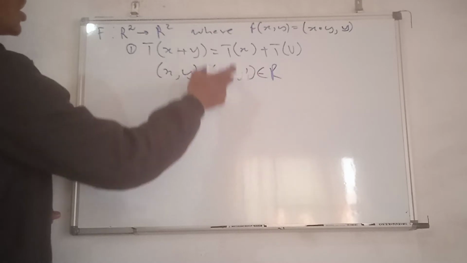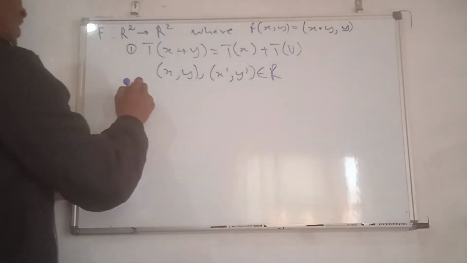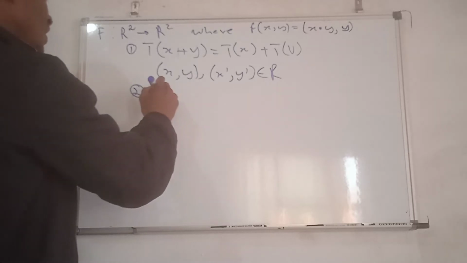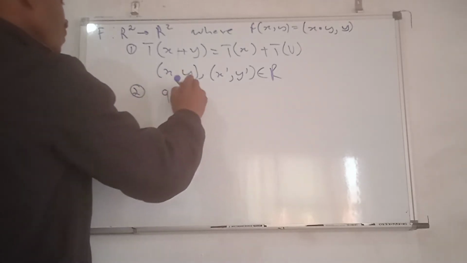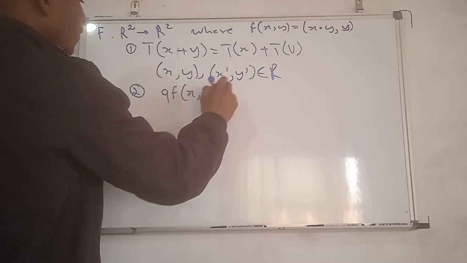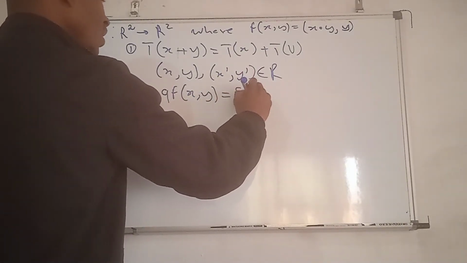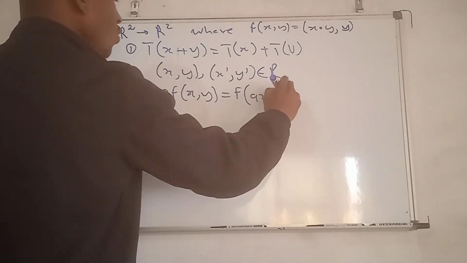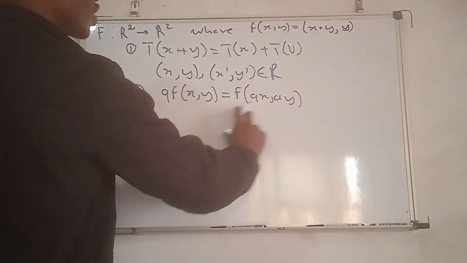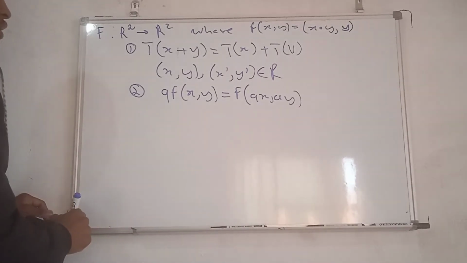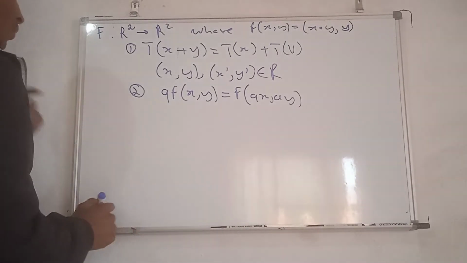You can use this condition to compute this. But this is the simplest condition, which is the second condition. It says that a times f(x, y) should be equal to f(ax, ay). So this is the condition that we are going to use.